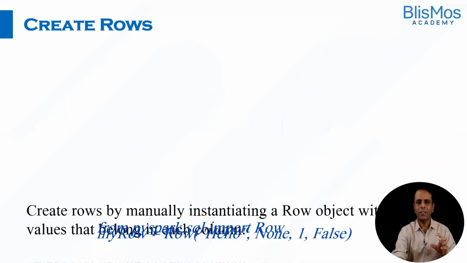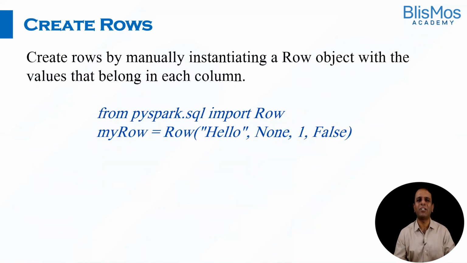Now that we understood what rows are, let us try to understand how we create the rows. We can create the rows by instantiating the Row object. While we are instantiating the Row object, we have to provide the column values also. Remember, when we create data frames, rows are automatically created. In case you want to create the rows manually, that is when you instantiate a Row object and create the row. Before we do that, we definitely need to import this Row object.